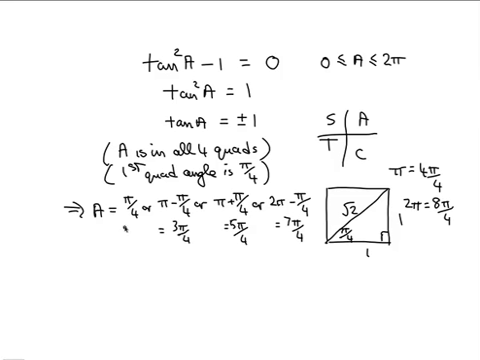So there are 4 possibilities for angle a to make this equation true if a lies between 0 and 2 pi.